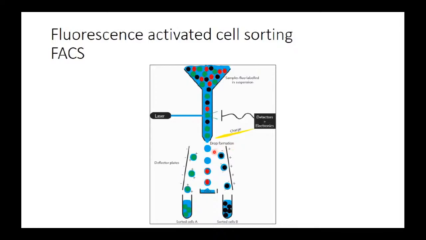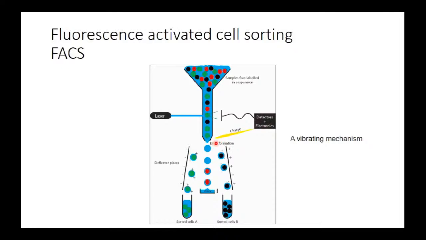In drop formation, we have a mechanism called a vibrating mechanism. This vibrating mechanism will separate my mixture into small droplets. These droplets should contain only one cell per droplet. This is very important. Then what I can do as a user is adjust the settings of the program in order to charge the cells.